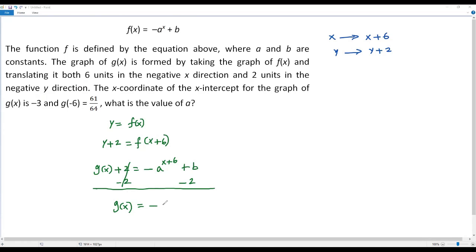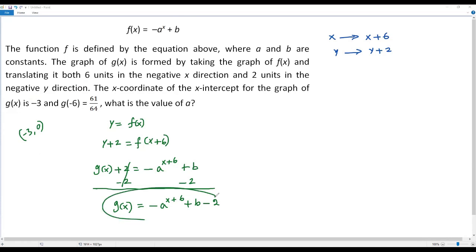On the right side we have g(x) = -a^(x+6) + b - 2. Okay, here we have the function g of x. Now let me consider this particular piece of information: the x-coordinate of the x-intercept of the graph of g of x is -3. So this -3 is the x-coordinate of the x-intercept. In an x-intercept, the y-coordinate is always 0, and the question says the x-intercept is -3 for the graph of the function g of x.